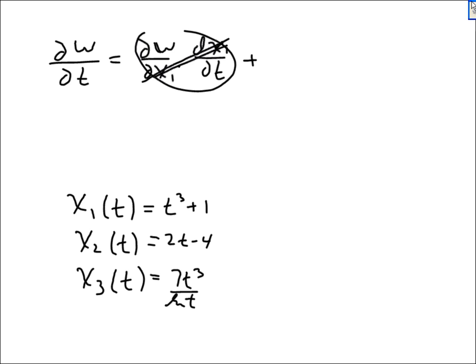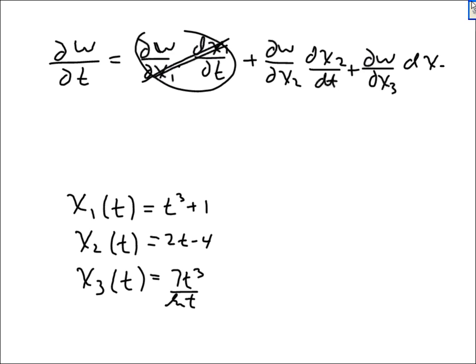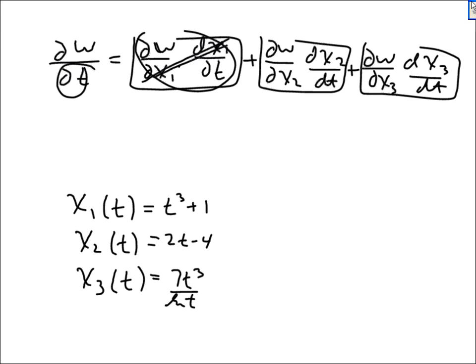Plus, there's another function of t. It's called x2, times the partial of x2 with respect to t. Plus, the partial of w with respect to x3 times dx3 dt. If there's many functions of t, if there's 3 functions of t, you're going to get 3 of these. How do you know there's 3 functions of t? There's the first, there's the second, there is the third. You can see them. They are right there.